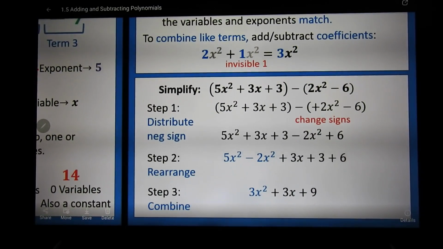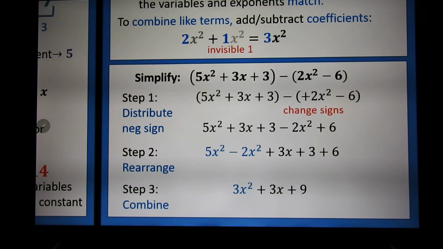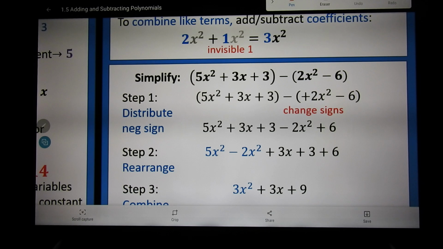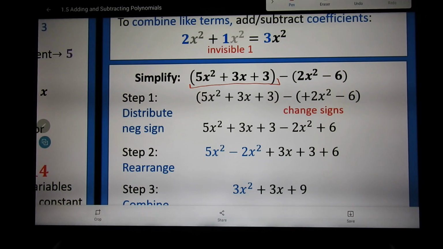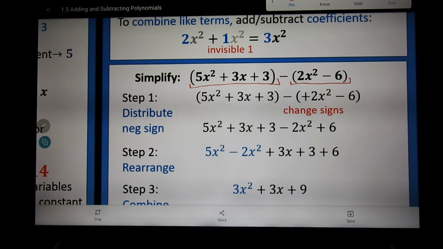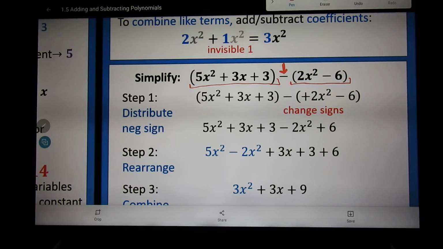All right, now let's talk about how we simplify. When we say combine like terms, the action we're doing is actually simplifying an expression. Here's an expression that identifies two polynomials by putting parentheses around them. This is one polynomial, 5x squared plus 3x plus 3. And here's another polynomial, 2x squared minus 6. Now notice that we want to subtract the second polynomial from the first one.